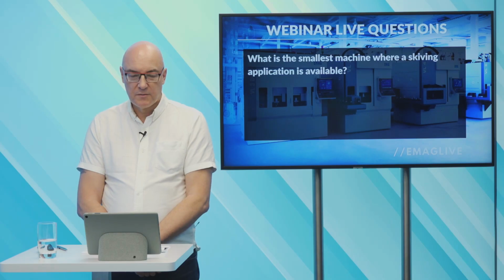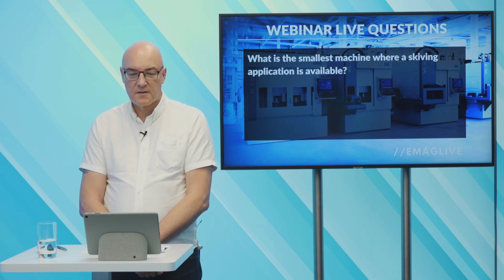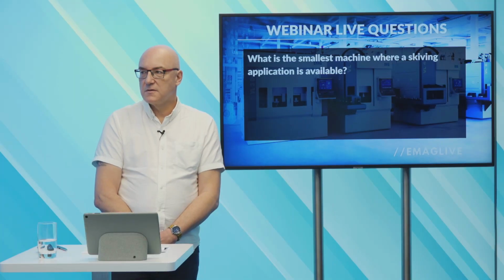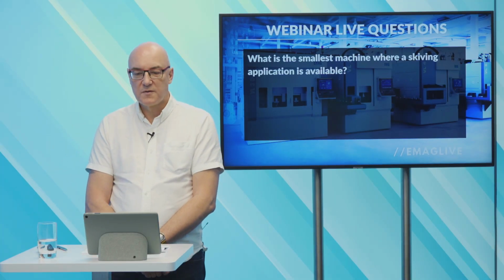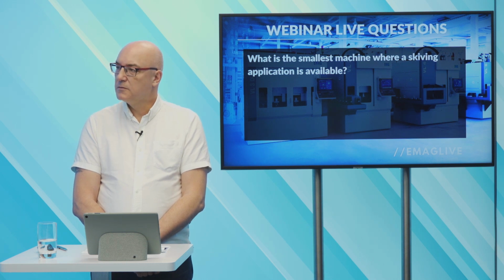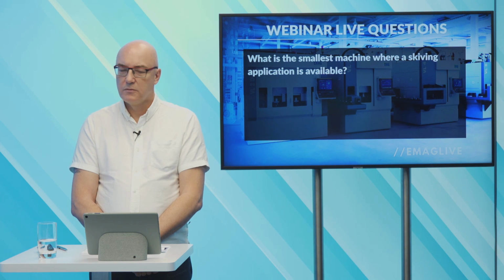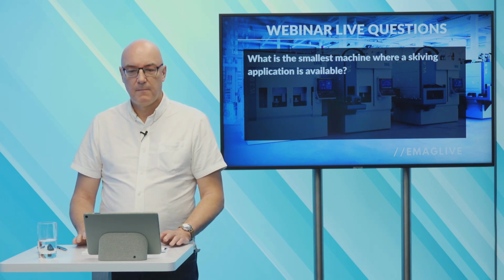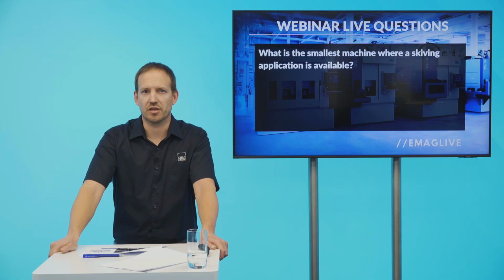We have the next question. What is the smallest machine where a skiving application is available? I guess the machine size doesn't influence the skiving process. We could use it with a VL3, I think, up to what you want. I think every machine which has a Y-axis we can use for the skiving process. Yeah, that's possible. Okay.